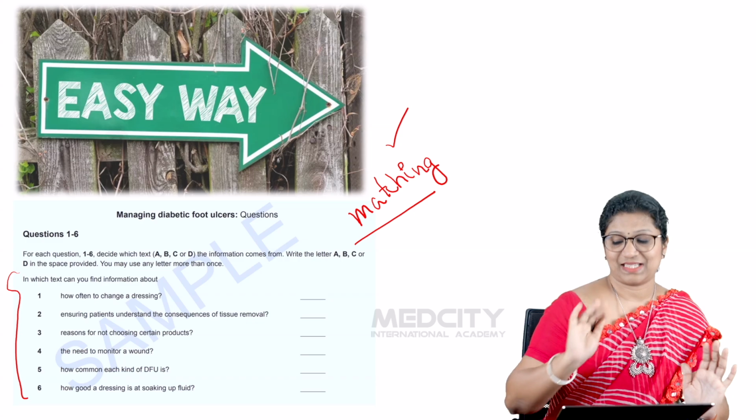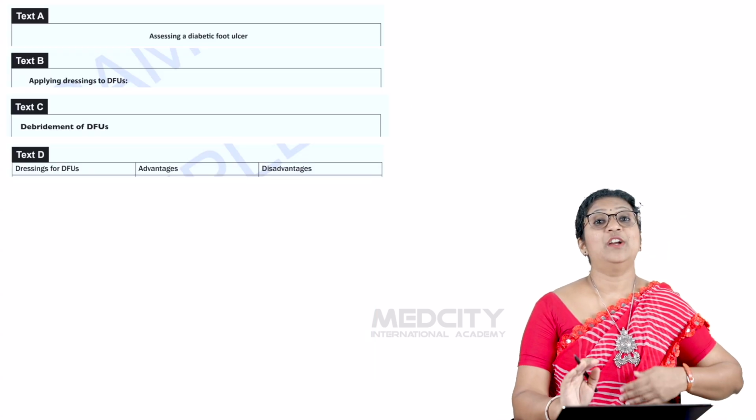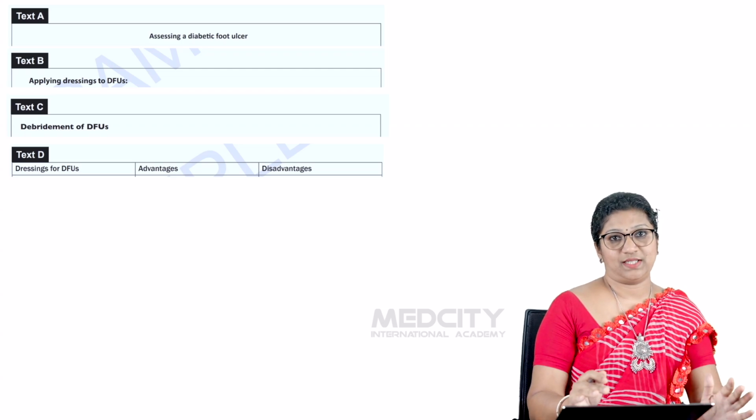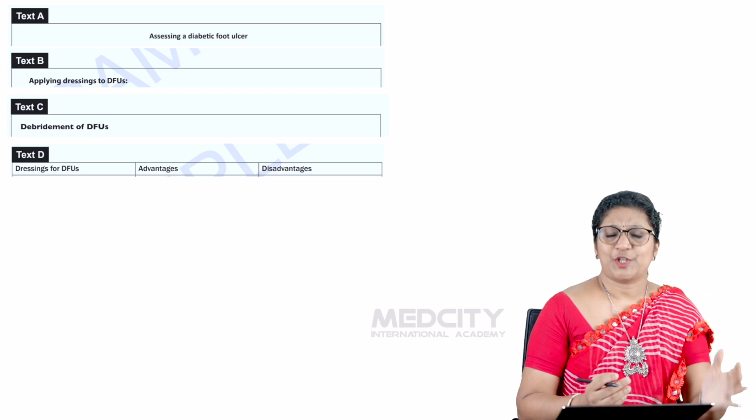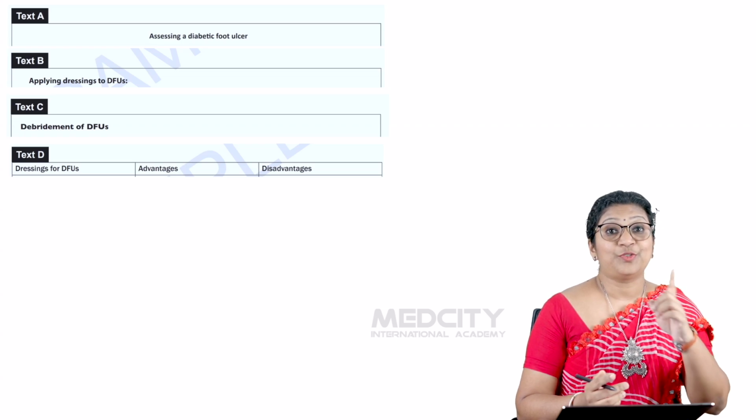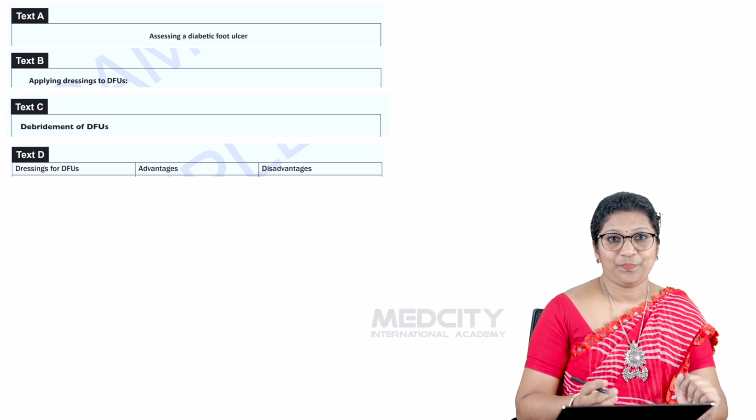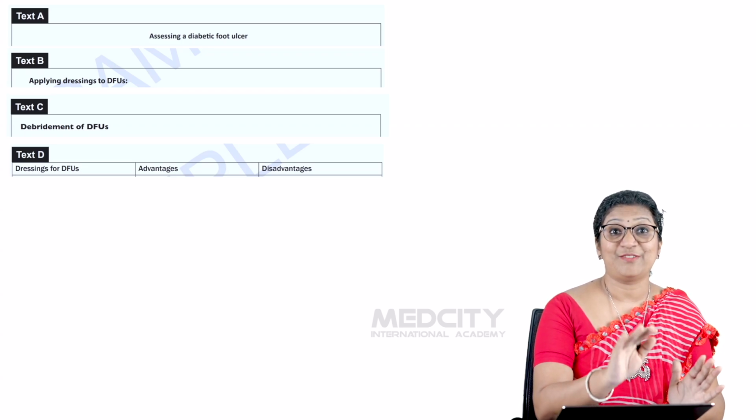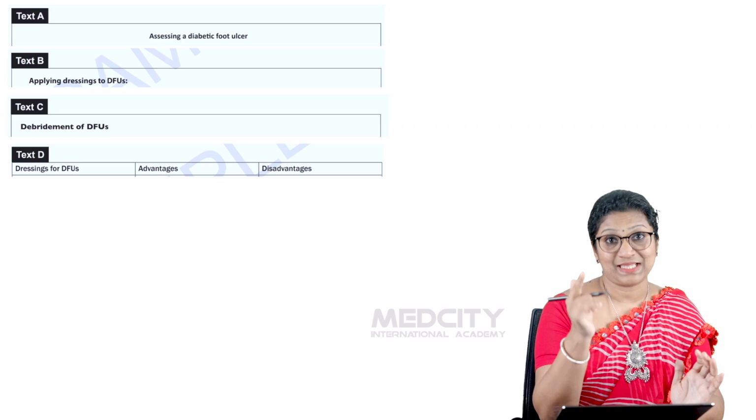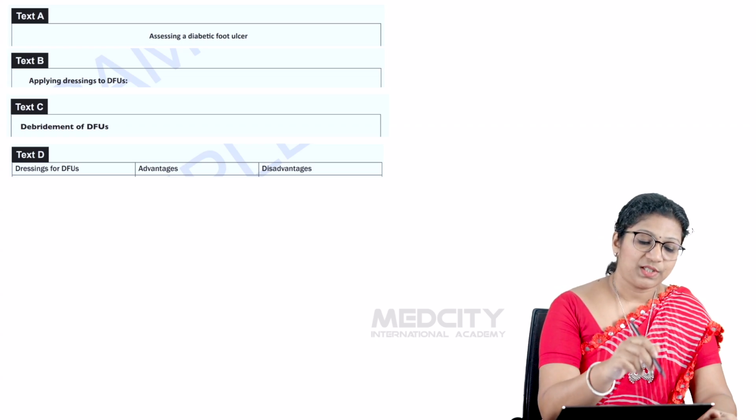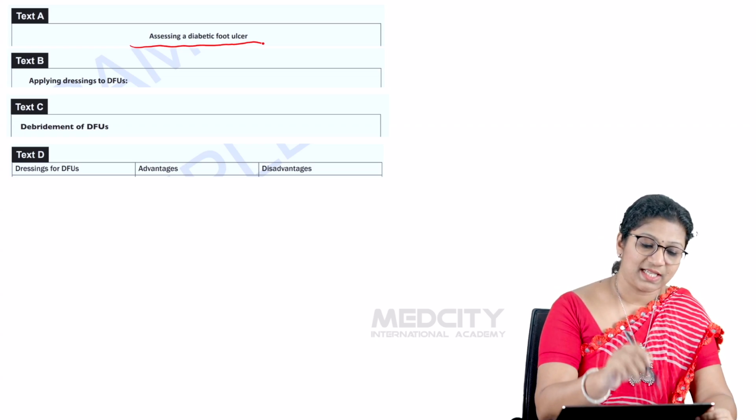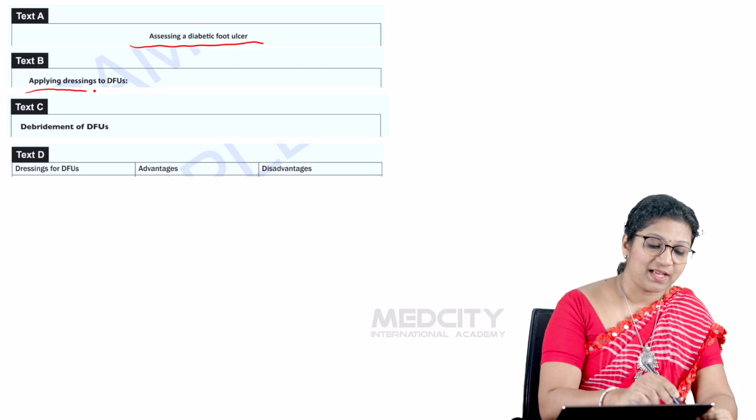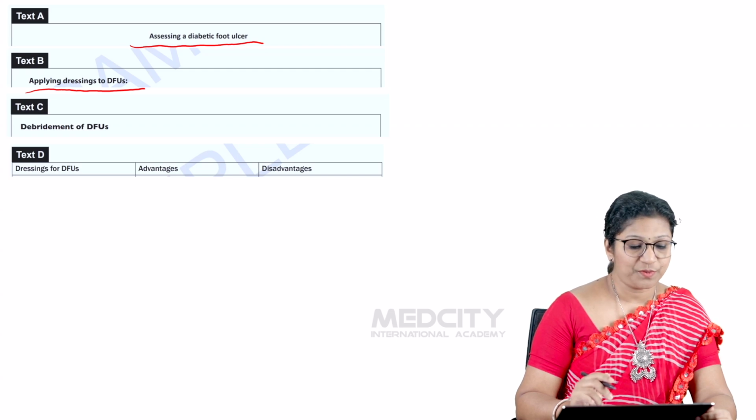Well, let's get started. Okay, first off, what I've done is I've just taken the headings of each text. So what I'm trying to say is, just by referring to the heading itself, you will be able to solve the matching questions. And for you to understand this, I'm just going to show you the headings alone. So you have no access to the complete text. But let's see if we can solve it still. So here we have text A heading which says assessing a diabetic foot ulcer. Heading for text B which says applying dressings to DFUs.